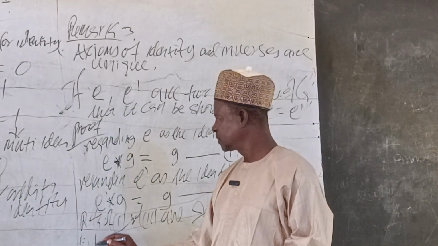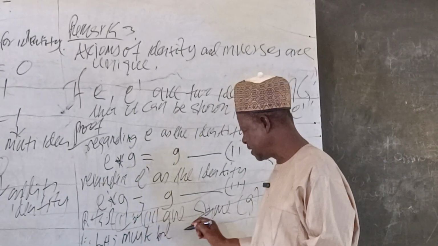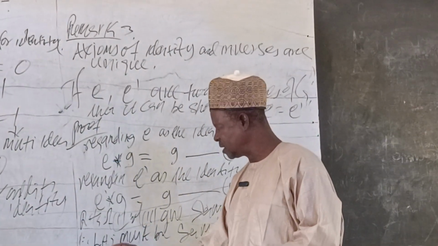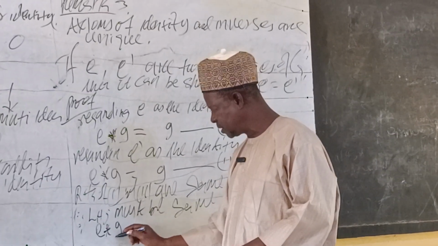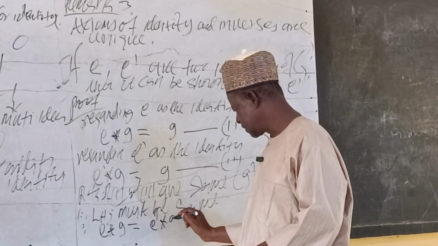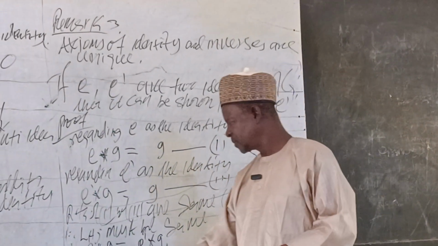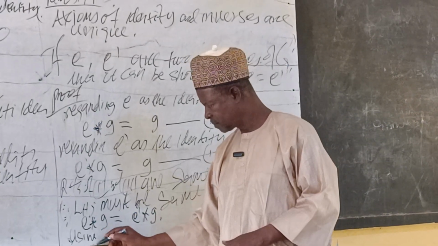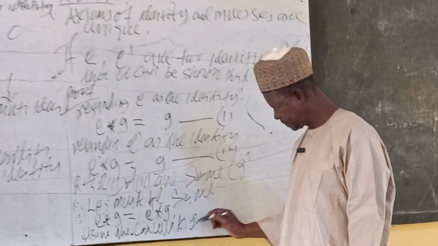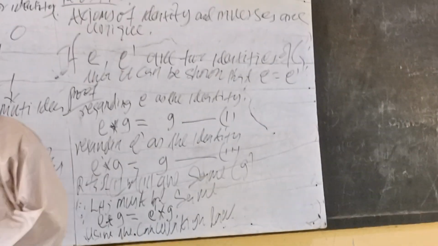Therefore, what happens? Left hand side must be the same. What does that mean? It means E star G is the same as what? E dash star G. And if you use cancellation law, what happens? Using the cancellation law, we can clean this to apply the cancellation.